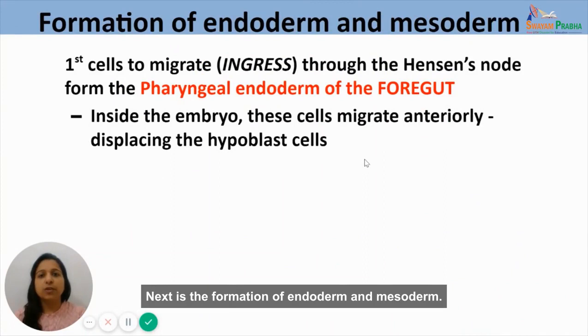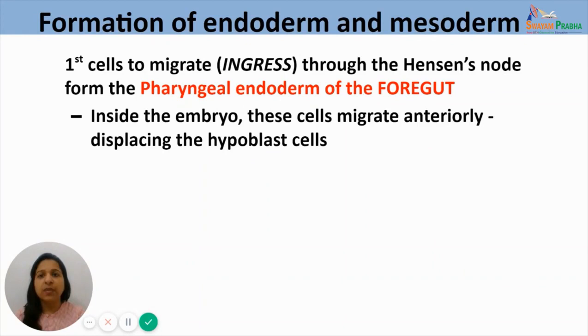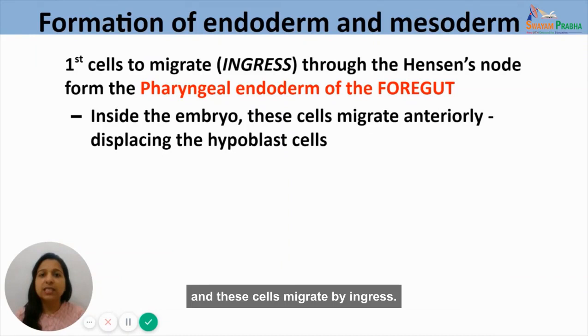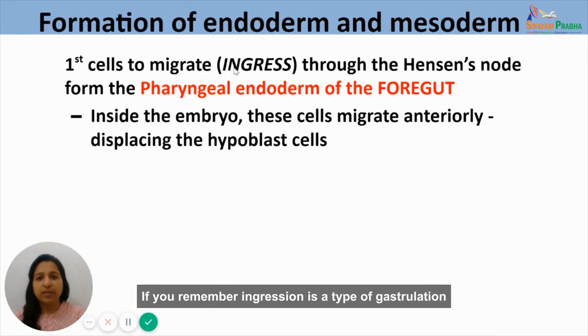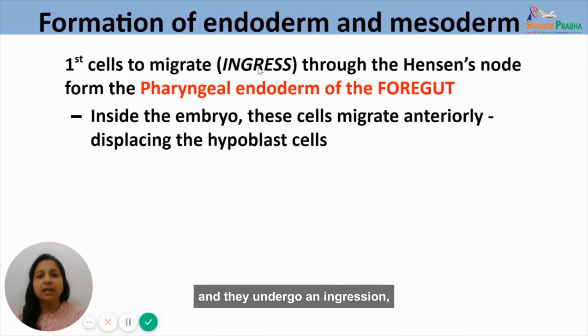Next is the formation of endoderm and mesoderm. Now the first cells to migrate through Hensen's node, that is the anteriormost end of the primitive streak, form the pharyngeal endoderm of the foregut inside the embryo. And these cells migrate by ingression. If you remember, ingression is a type of gastrulation in which cells break down from the main layer and undergo ingression so as to reach the inside of the embryo.